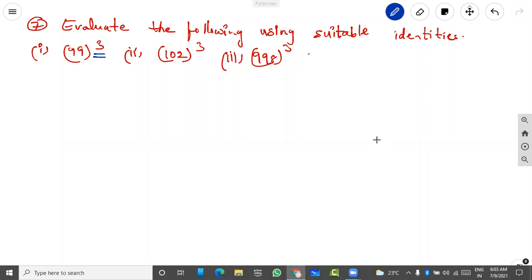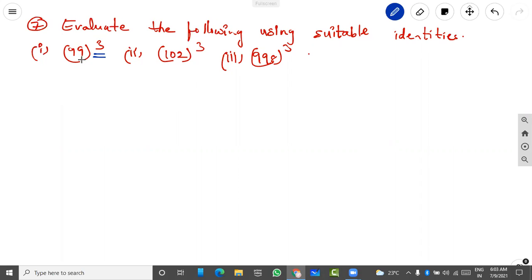Let us discuss some problems based on the identities related to (x plus y) whole cube and (x minus y) whole cube. Now we are going to discuss problem seven. Evaluate the following using suitable identities. First one is 99 whole cube, second one is 102 whole cube, third one is 998 whole cube.